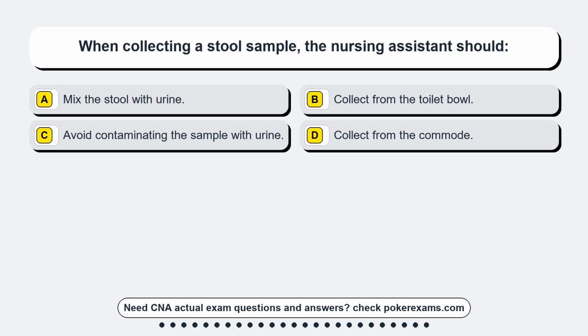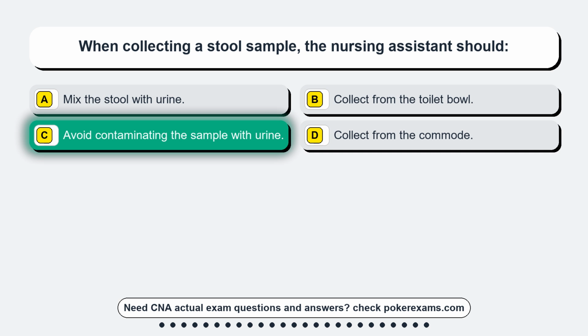Question 15. When collecting a stool sample, the nursing assistant should: Option A. Mix the stool with urine. Option B. Collect from the toilet bowl. Option C. Avoid contaminating the sample with urine. Option D. Collect from the commode. The correct answer is option C. Avoid contaminating the sample with urine.